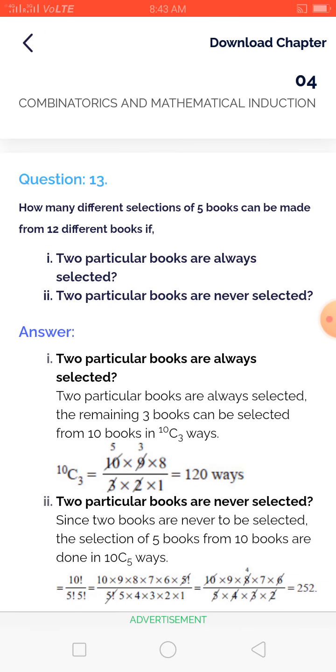Okay, so exercise 4.3, question number 13. How many different selections of 5 books can be made from 12 different books, if two particular books are always selected and two particular books are never selected? So I want to select 5 books from 12 different books. What are the conditions? Two particular books are always selected, and two particular books are never selected.